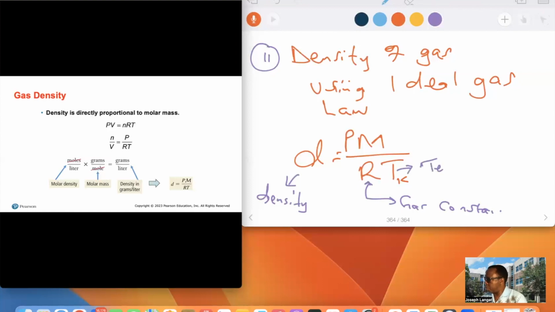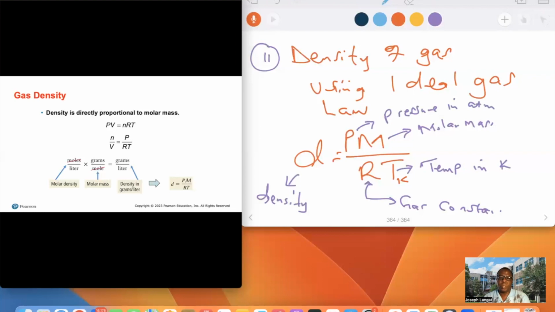Temperature, always in Kelvin. Molar mass, and then this is the pressure in ATM, pressure in atmospheres.